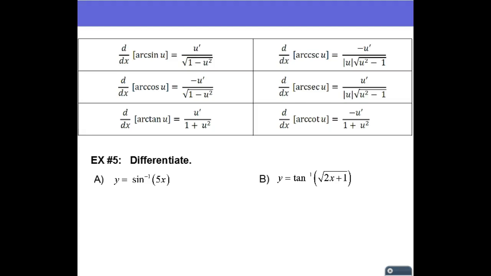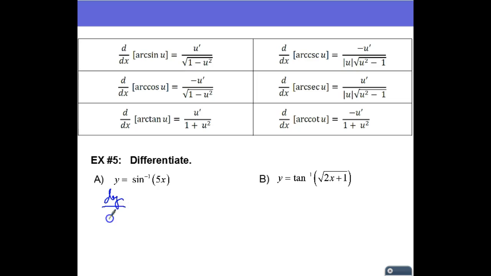In example 5, we're asked to find the derivative of inverse trig functions, and the very first one that we're asked to look at is the arcsine, or the inverse sine. And so that is going to be given by u prime over the square root of 1 minus u squared. So we can begin with that formula.